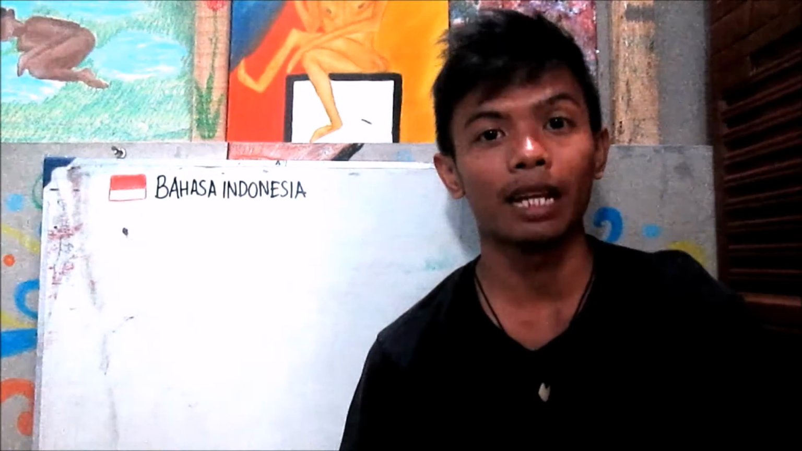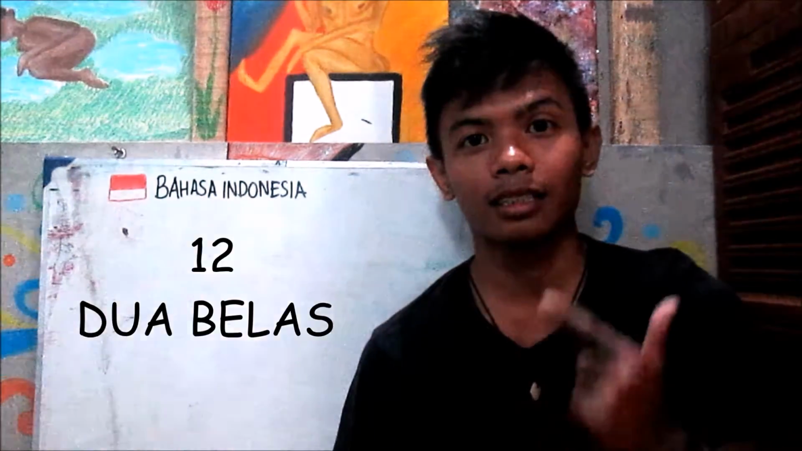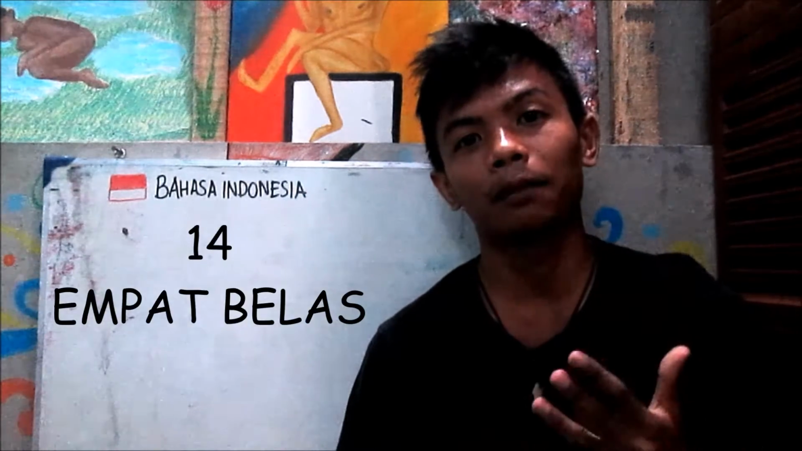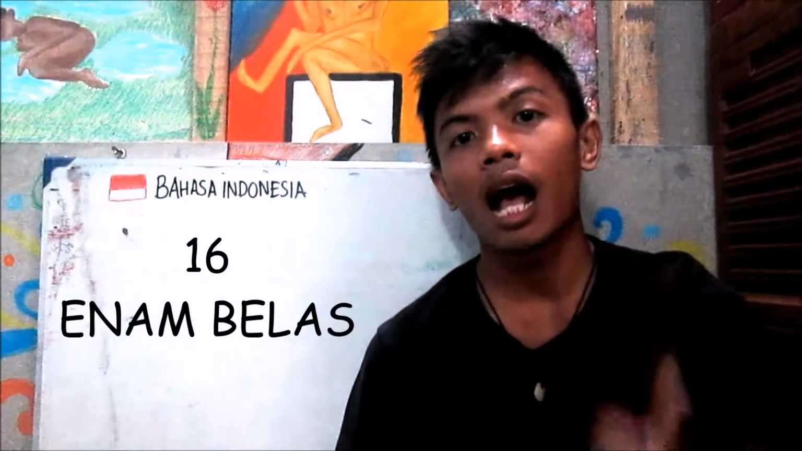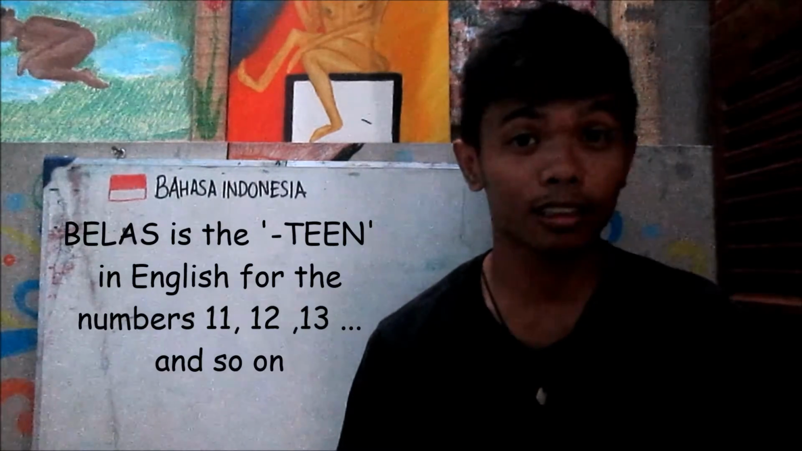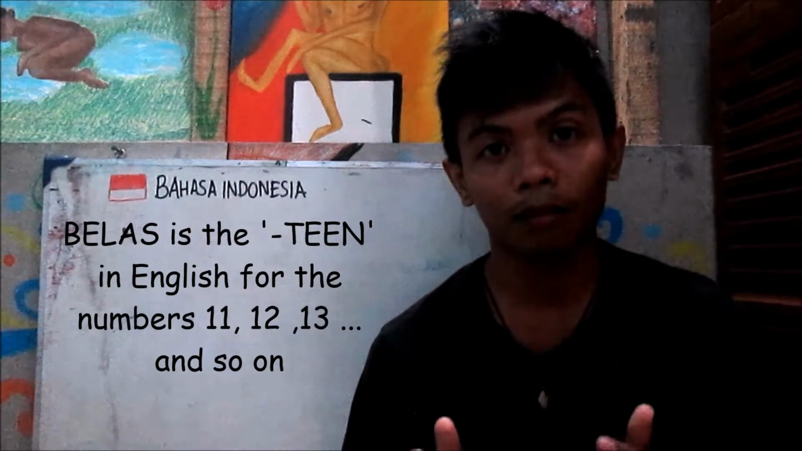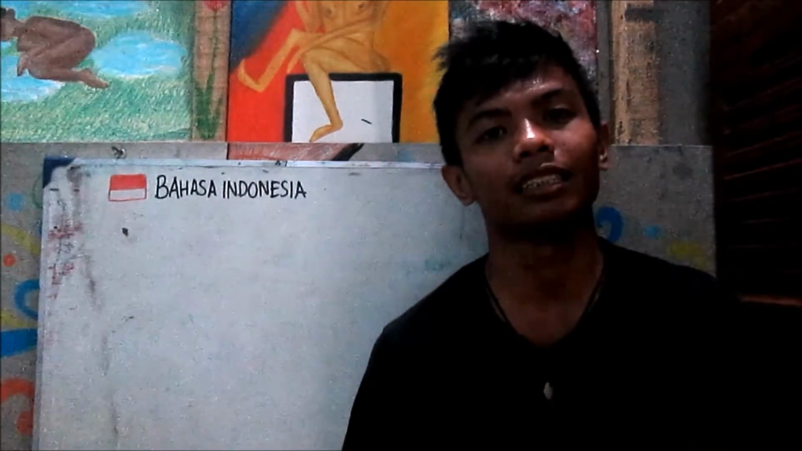So let's start from 11 to 20. So 11, 12, 13, 14, 15, 16, 17, 18, 19, 20. So did you recognize the difference? You simply need to add the word BELAS to replace the teen in English.